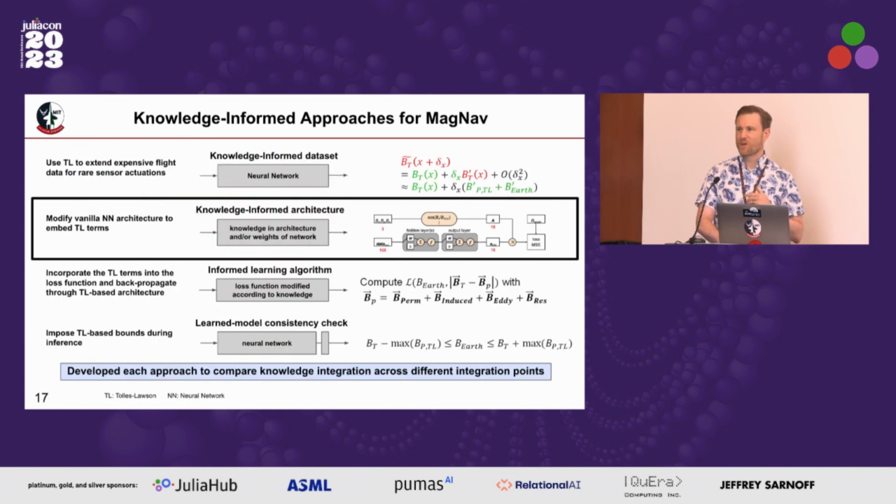And so we thought, we have this Tolles-Lawson model. How can we inject that knowledge in different parts of the pipeline? And the one I'm going to talk about, the one that works best, is keeping it in the architecture itself. And because Julia has flux.params, it turns out you can put things outside of your normal chain and just train on everything at once. So it's very convenient to try this.